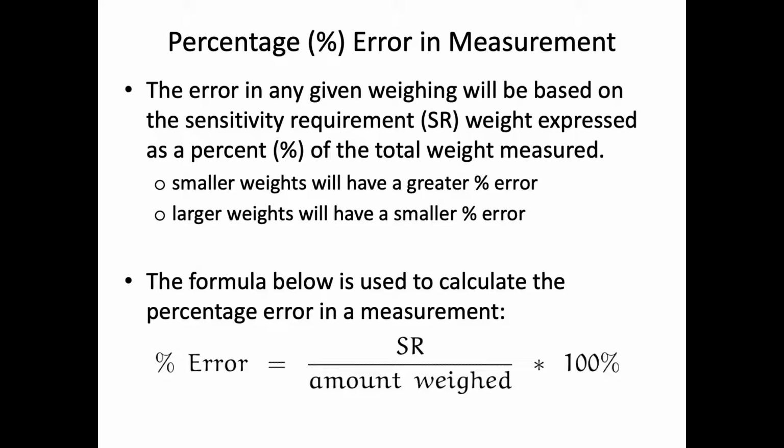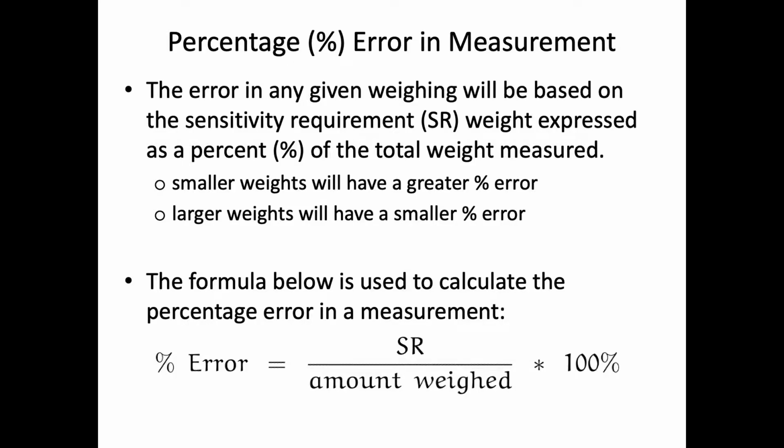The formula is kind of important, and this is an important formula that you'll need to do some calculations with. If I ask you to calculate what the error in this weighing is, what your percent error is, you would take the sensitivity requirement divided by the amount weighed, times 100%. Just make sure that your units are the same. So if your sensitivity requirement is in milligrams, make sure you're dividing it by the amount that you're weighing expressed in milligrams. Don't mix grams and milligrams. When you do that, those units cancel, which is why if you multiply by 100, you get the percent.